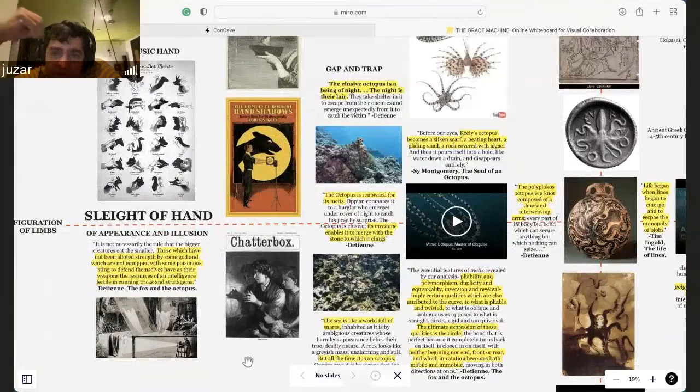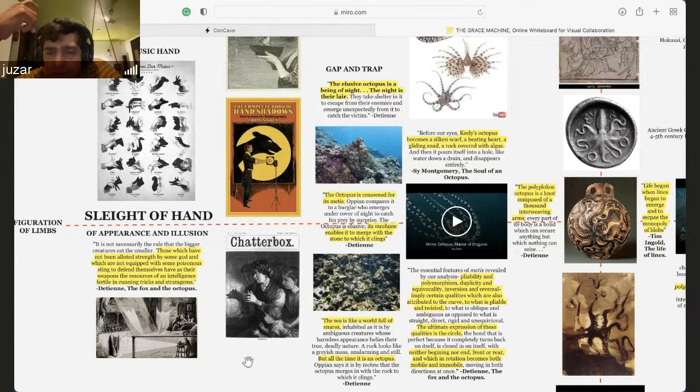The essential features of Metis, revealed by our analysis, pliability and polymorphism, duplicity and equivocality, inversion and reversal, imply certain qualities which are also attributed to the curve, to what is pliable and twisted. The ultimate expression of these qualities is the circle, neither beginning nor end, nor front or rear, and which in rotation becomes both mobile and immobile.